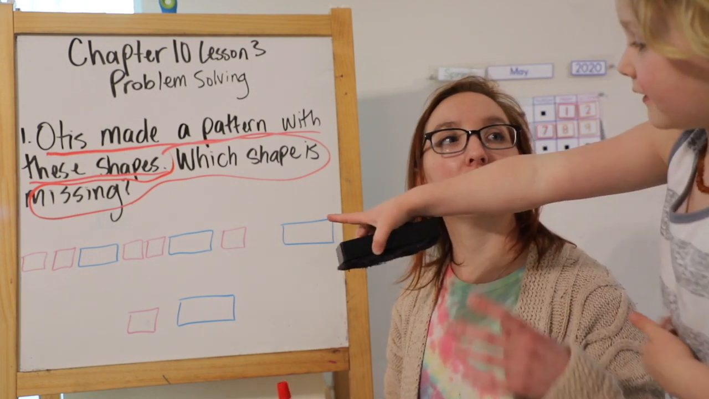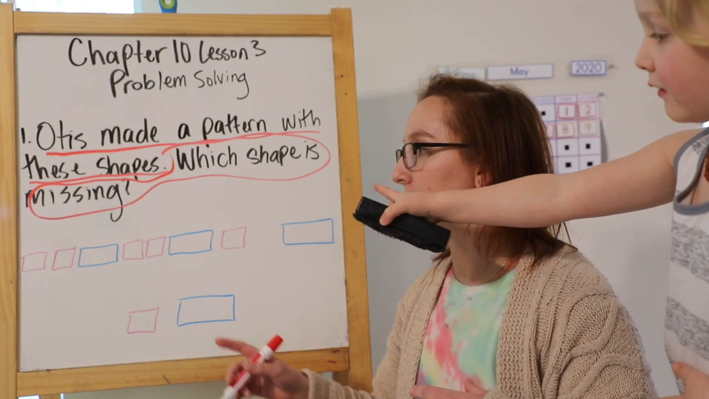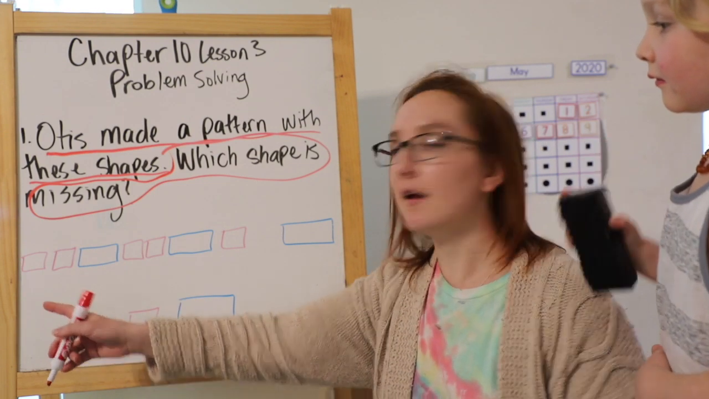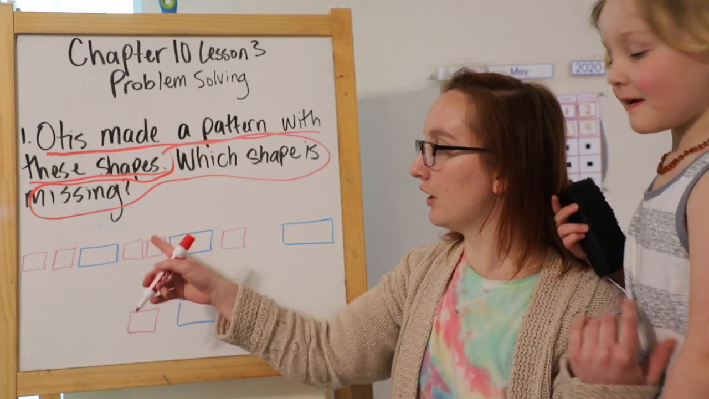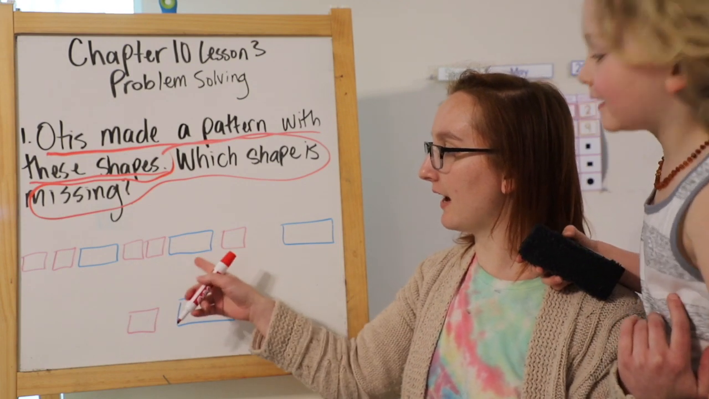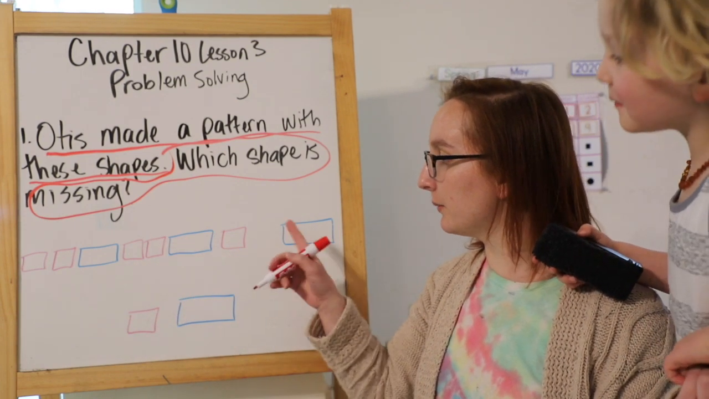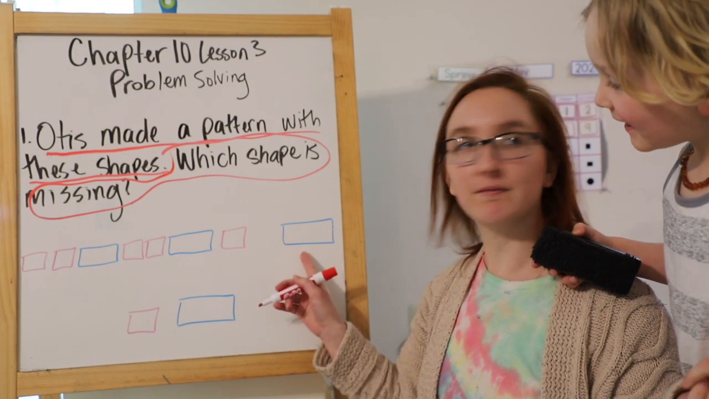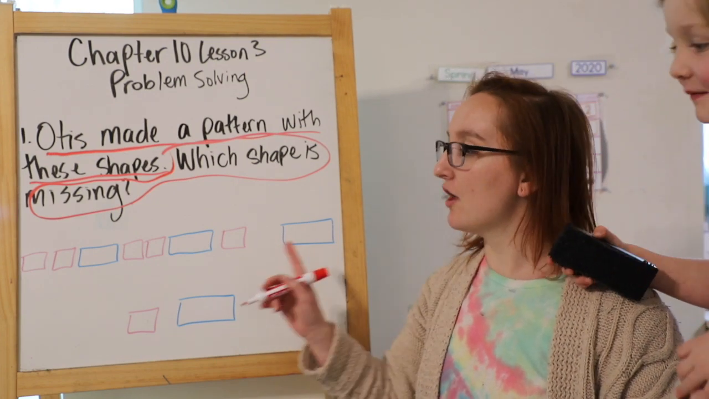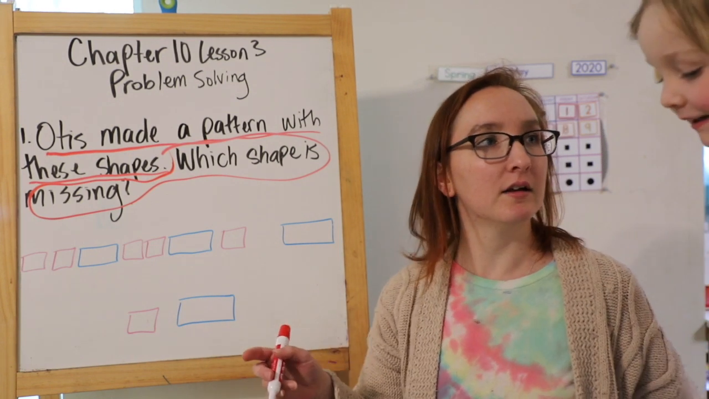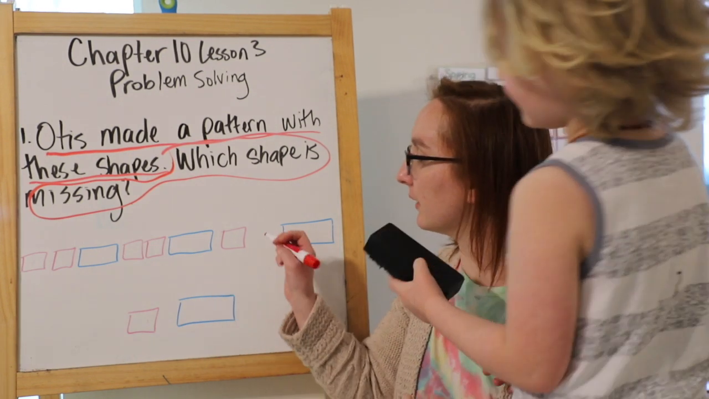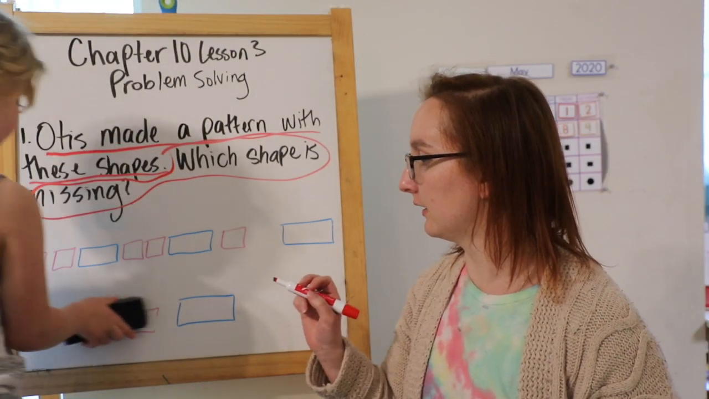So erase that and put the square there. Can you help me say it? Say cube, cube, rectangular prism. Cube, cube, rectangular prism. Cube, think, rectangular prism. So does cube or rectangular prism go in this blank? Cube. Cube.